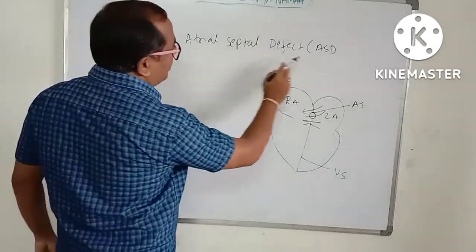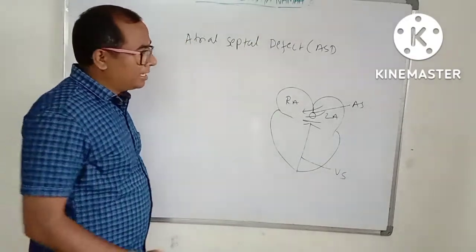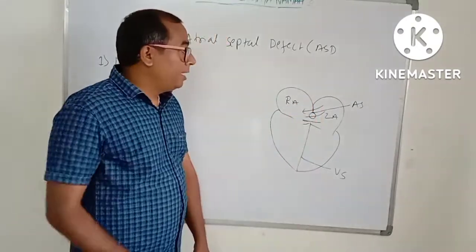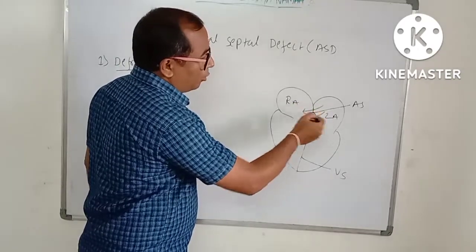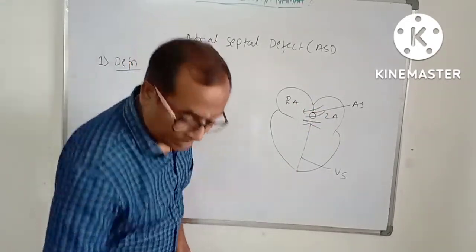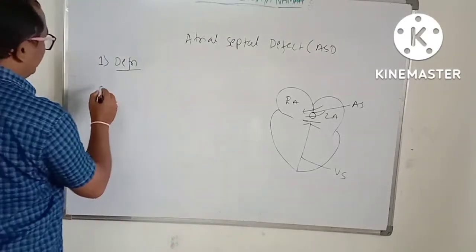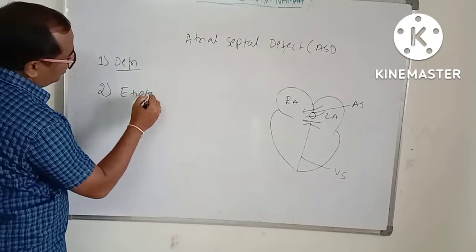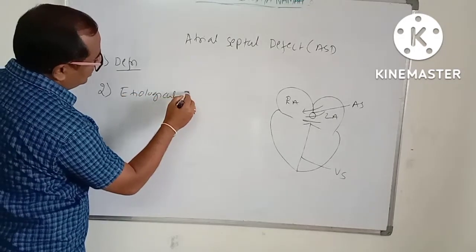Okay. So atrial septal defect is a congenital heart disease characterized by abnormal communication between the right atrium and left atrium, resulting in shunting of blood, or movement of blood, from left atrium to the right atrium. Okay. Next one is, what are the etiological factors?